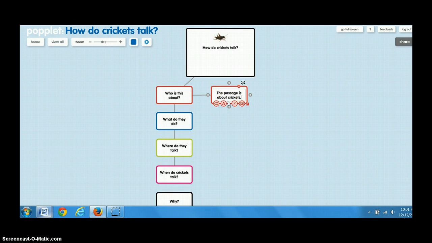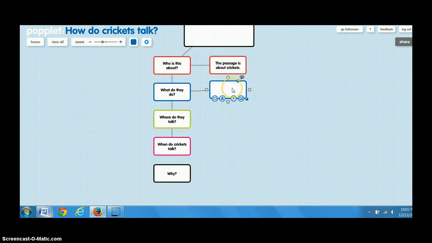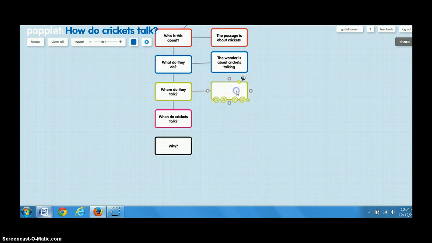The passage is about crickets. What do they do? Well, the wonder is about crickets talking. Where do they talk? Crickets usually communicate or talk outside in a field.